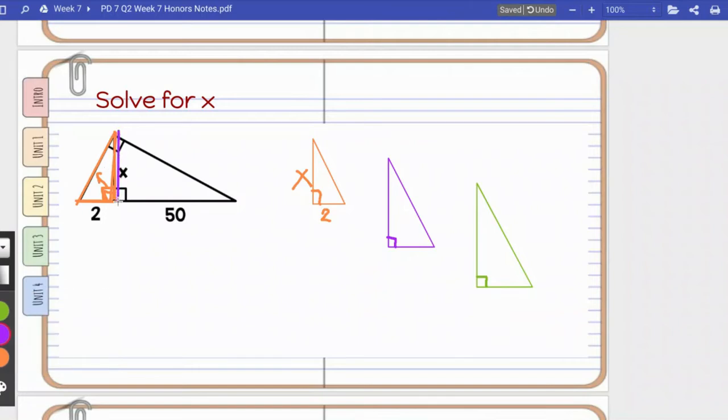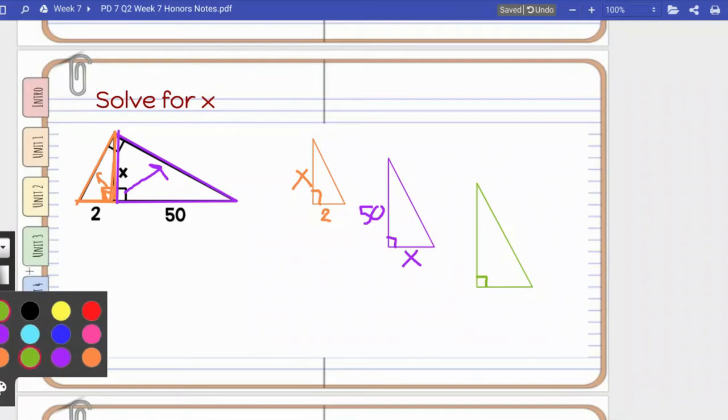Then I'm going to go look at my second triangle. Here's my medium triangle. The shortest side is X, and the longer leg there is 50. So X is my shorter leg, and 50 is going to be my longer leg. Across from the 90-degree angle is my hypotenuse, and that hypotenuse has nothing marked on it, so we're going to leave that blank.